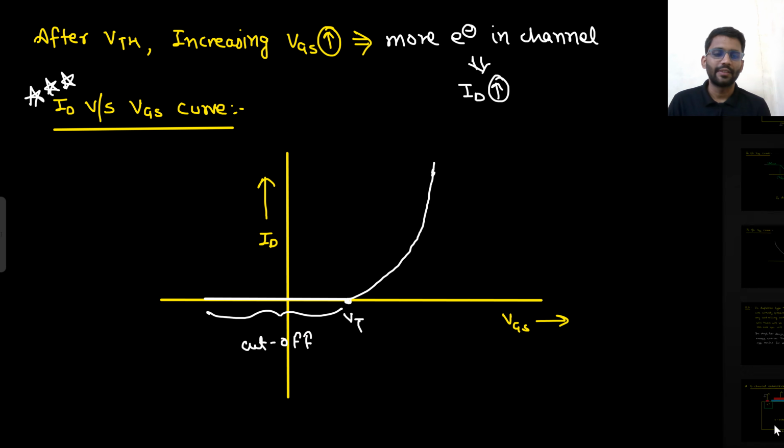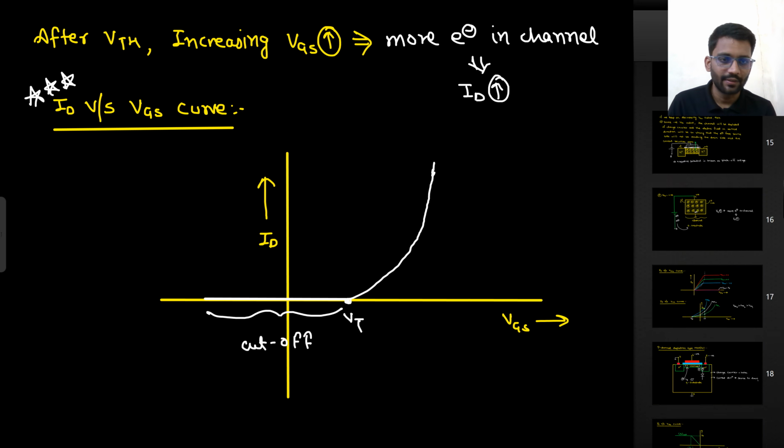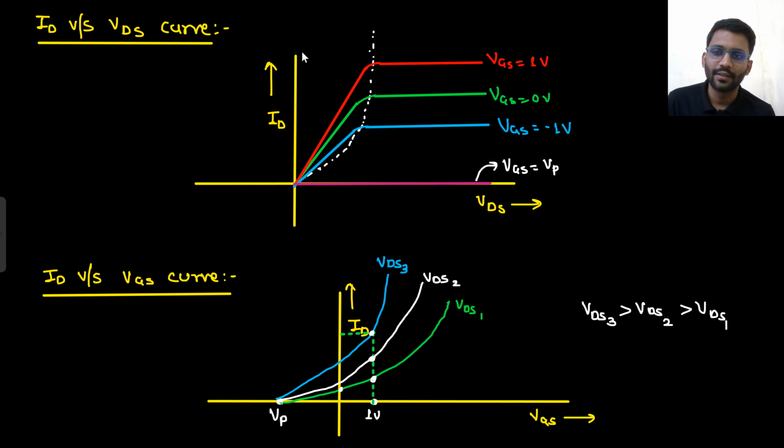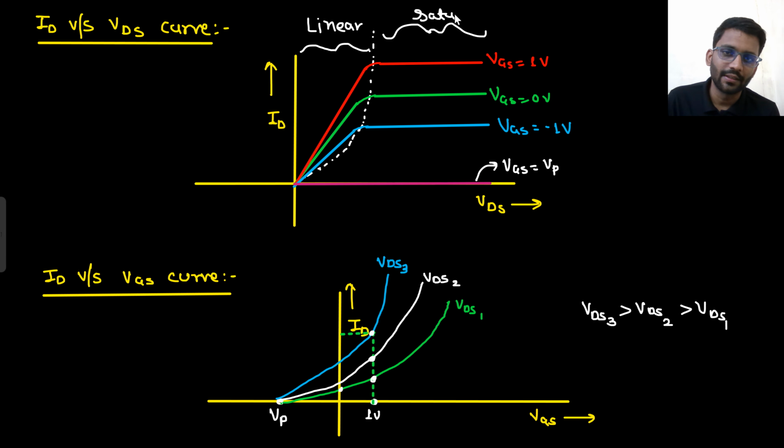So in the previous graphs as well, where we drew it, you can show that these are linear region and this is saturation region. This is the enhancement type graph. Okay, these are the previous graphs where I forgot to write.